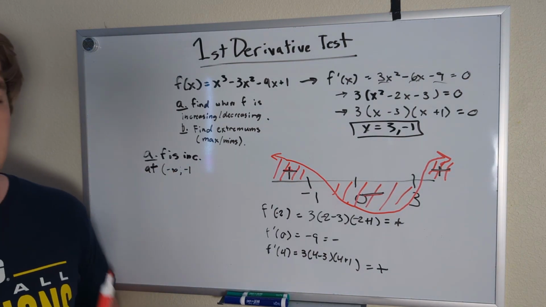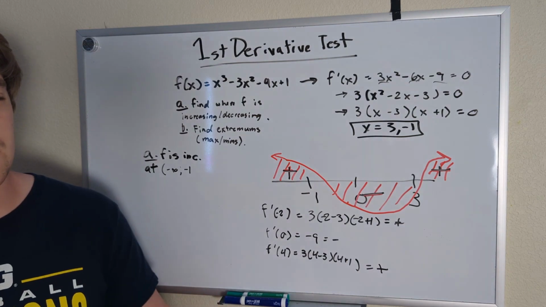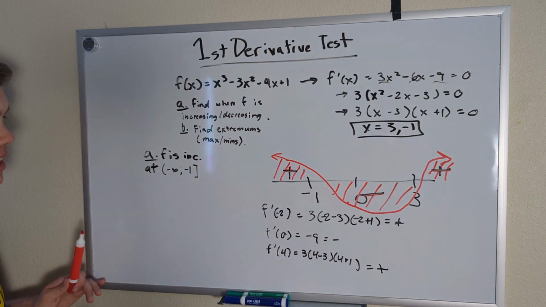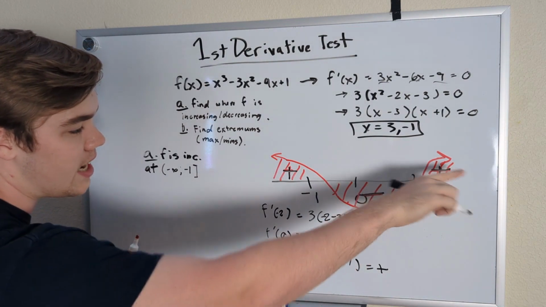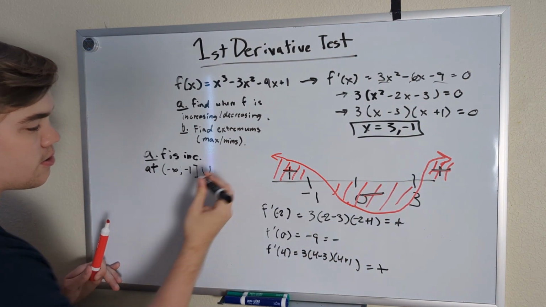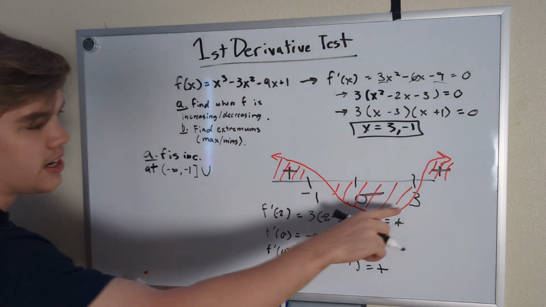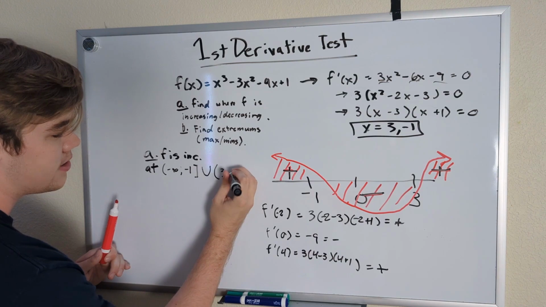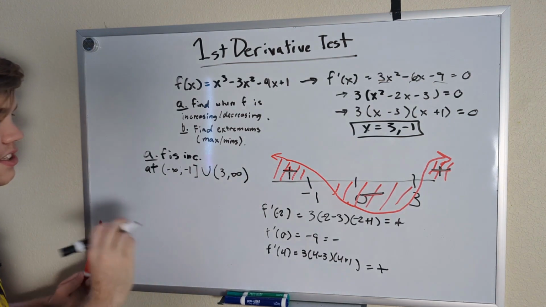And this function is still increasing at -1 and begins to decrease after -1. So we can include -1 here by denoting that with a bracket. Then f continues increasing after x equals 3. So we're going to put a little U here. This U stands for union. At 3, the function is still decreasing, so we can't include it. But from 3 to infinity, the function is increasing.